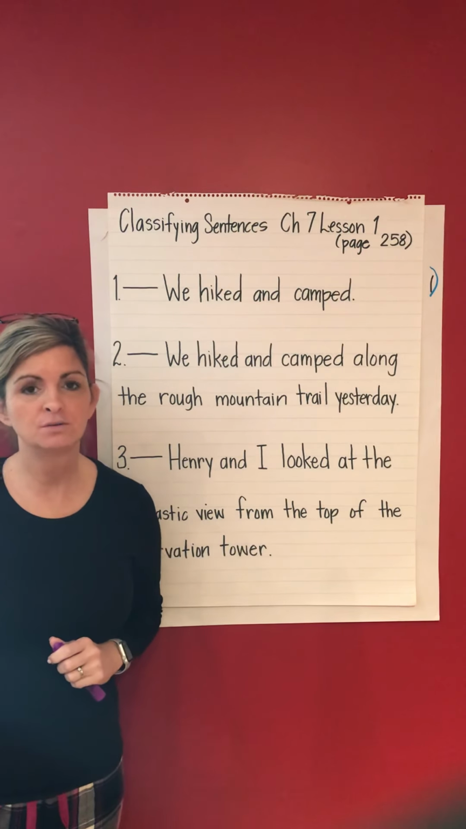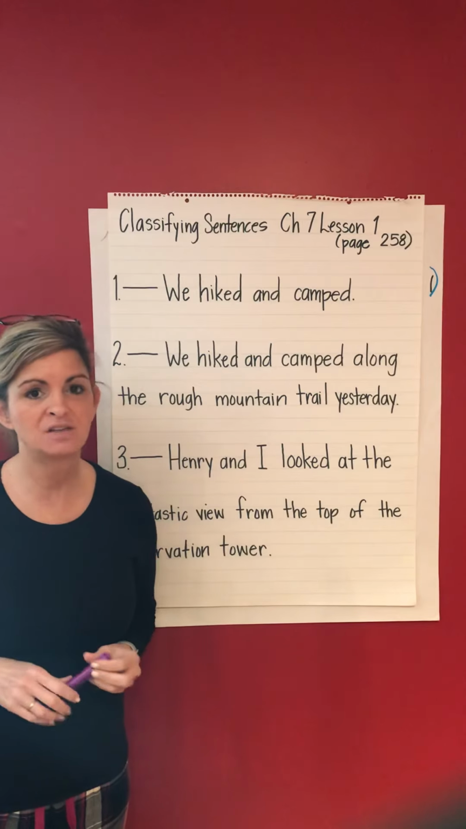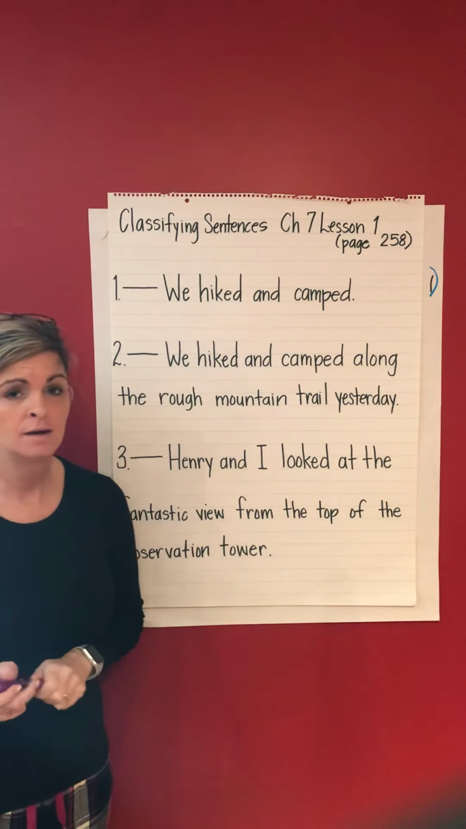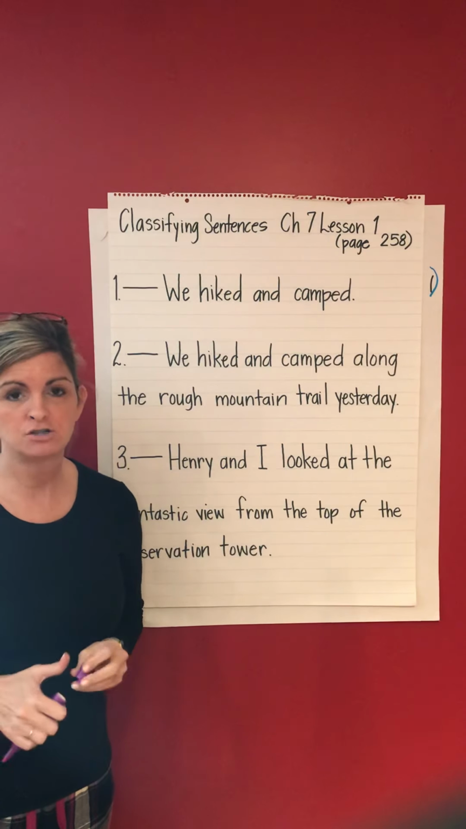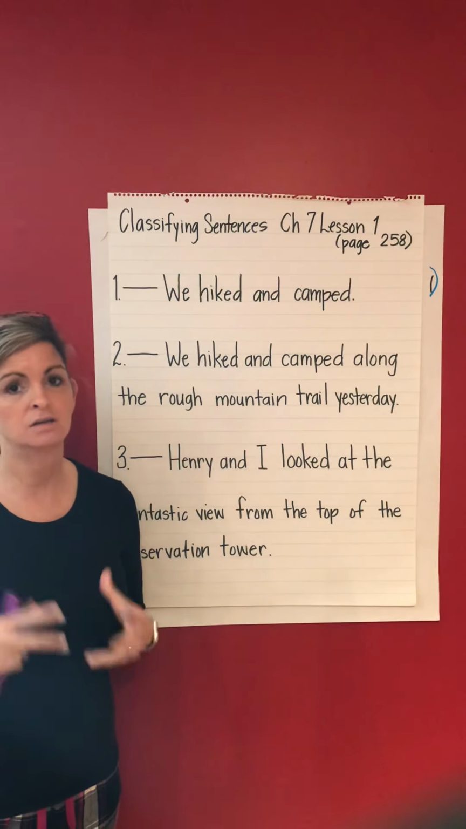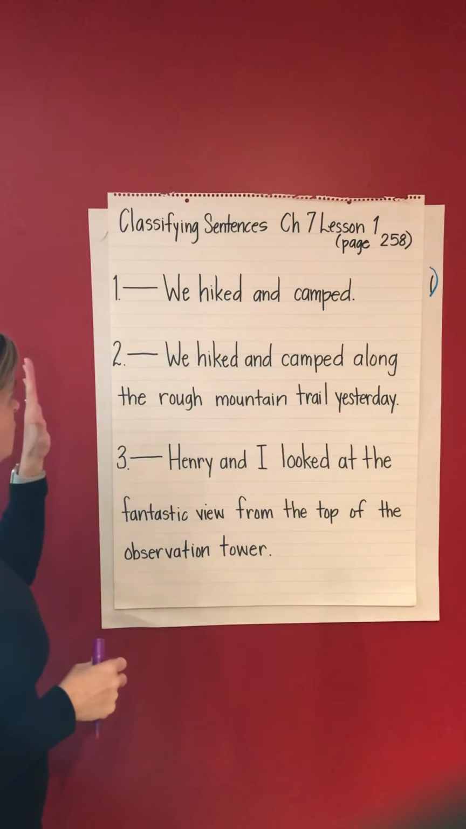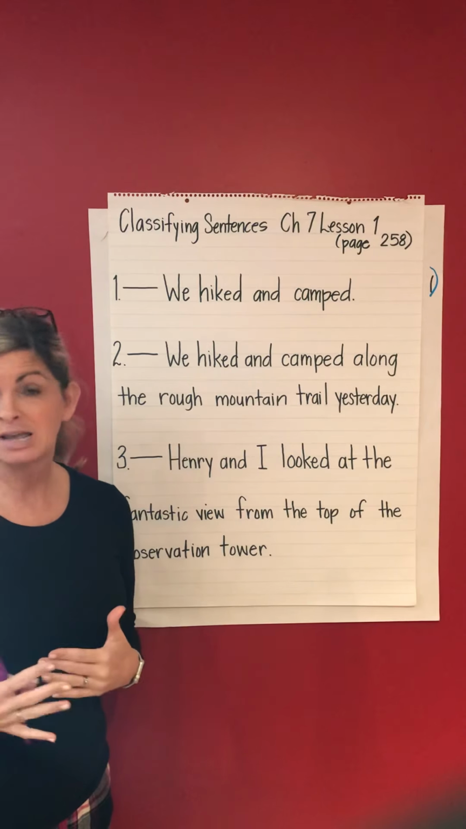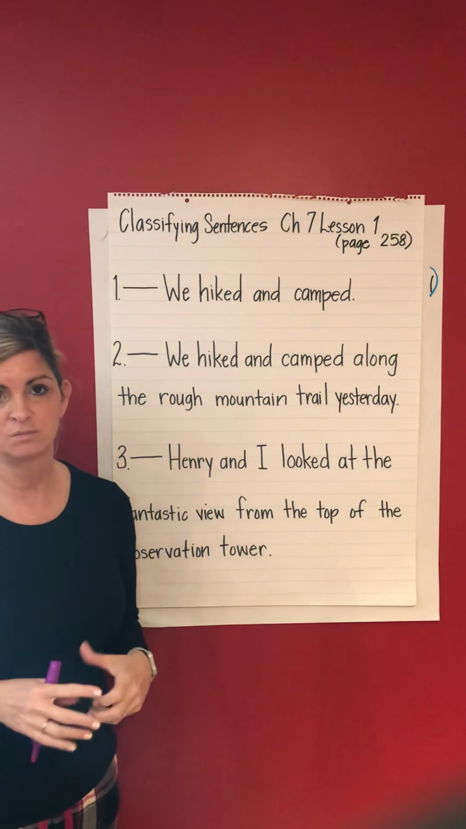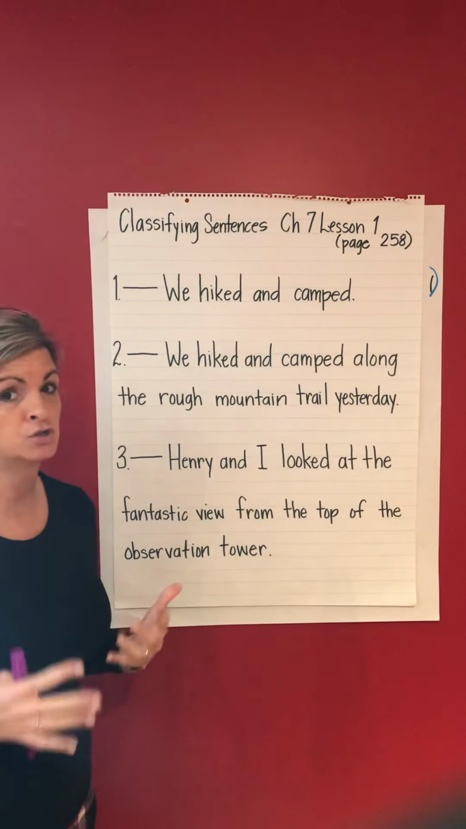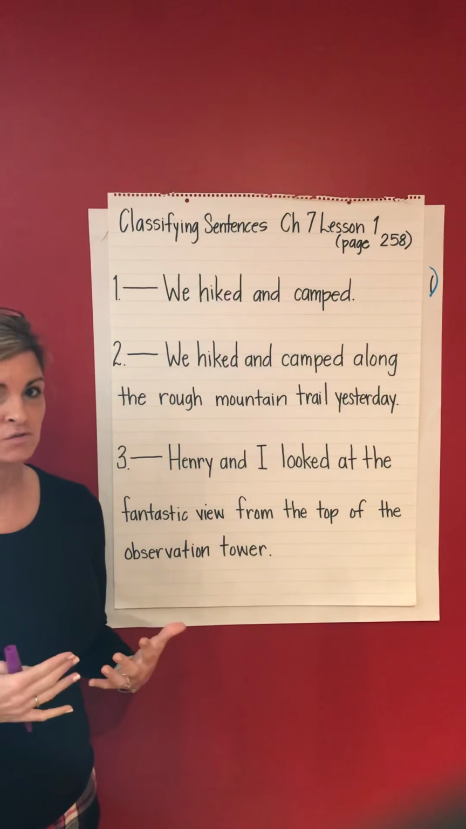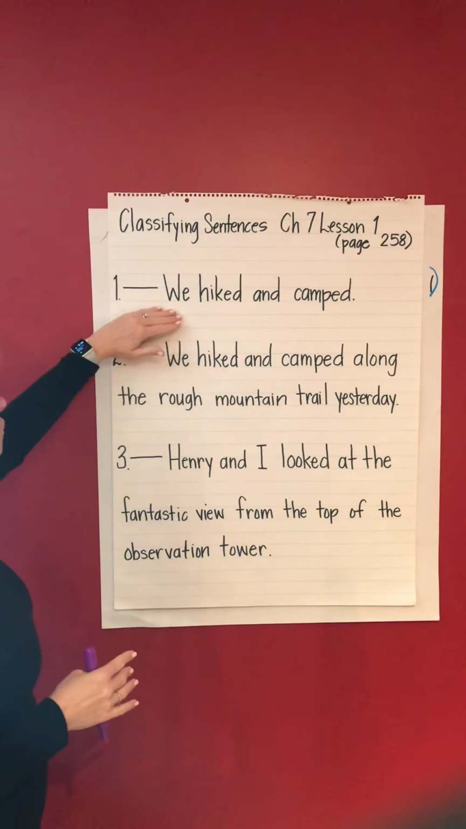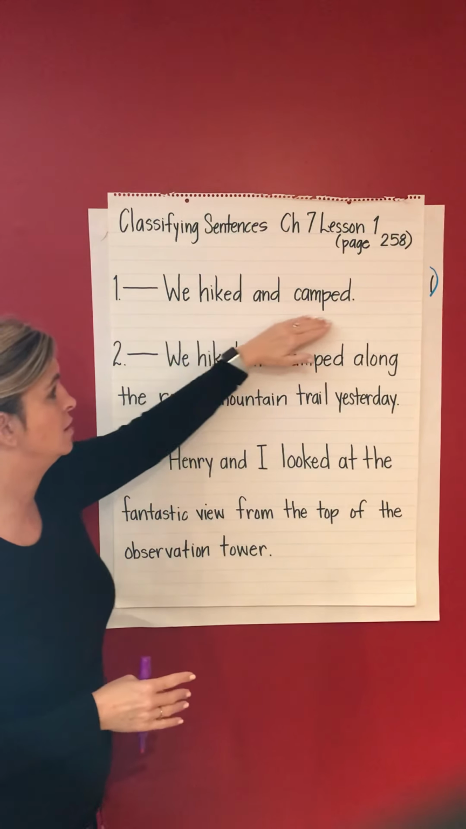I'm going to go over with you the sentences that are to be classified on page 258 from chapter 7 in lesson 1. This week we start talking about compound parts and conjunctions. And so each of our sentences that we're going to classify are going to contain those compound parts and some conjunctions. And so we're going to learn how to go about doing the question and answer flow and classify and label those sentences. So our first sentence says, we hiked and camped.